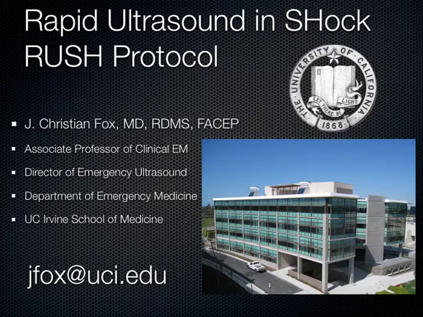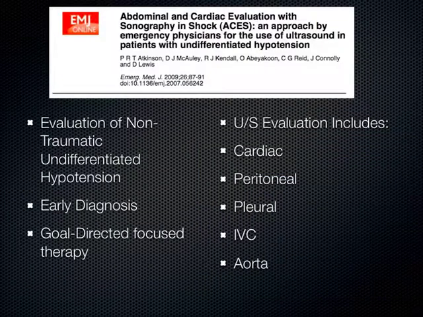So this particular topic that we're going to be going through is called the RUSH protocol, or rapid ultrasound in shock. There are many different ways to evaluate somebody who has undifferentiated hypotension using ultrasound. One group recently came out with a paper called Abdominal and Cardiac Evaluation with Sonography in Shock, or ACES, basically using ultrasound in the setting of undifferentiated hypotension to try to pick up an early diagnosis and then guide the therapy in a goal-directed way.